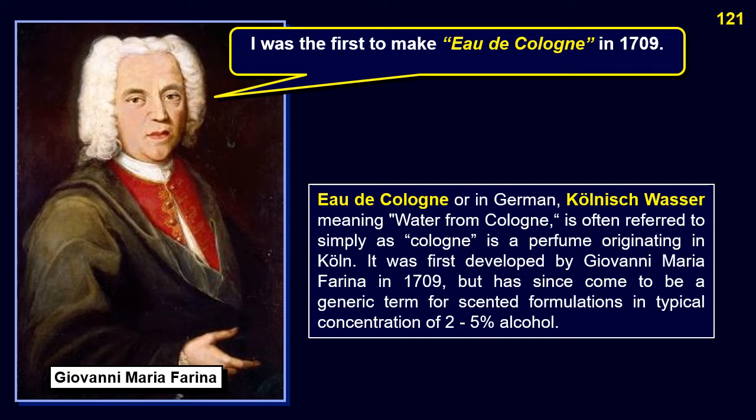Chapter 14. Eau de Cologne, or in German, Kölnisch Wasser, meaning water from Cologne, is often referred to simply as Cologne. It is a perfume originating in Köln. It was first developed by Giovanni Maria Farina in 1709, but has since come to be a generic term for scented formulations in typical concentration of 2 to 5% alcohol.